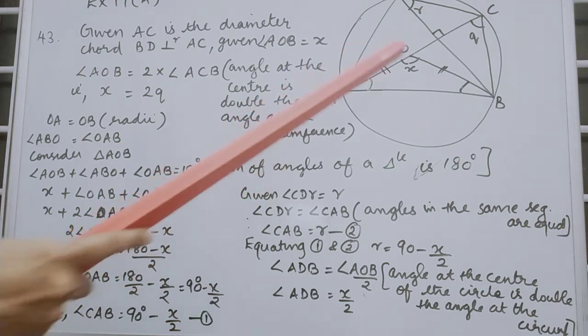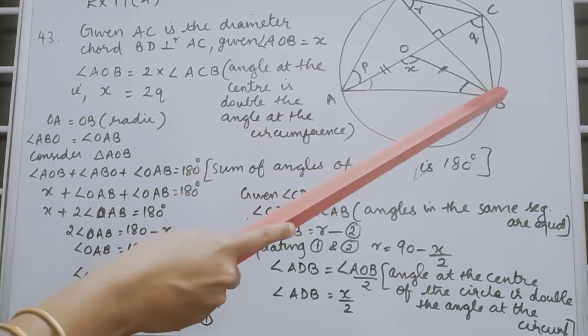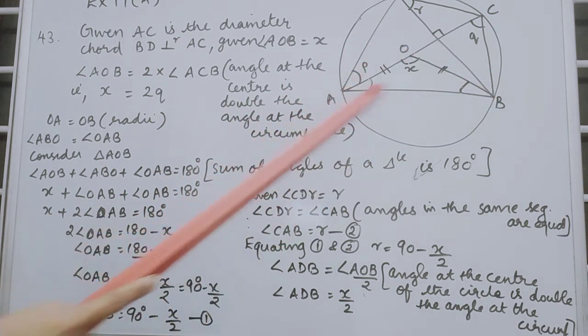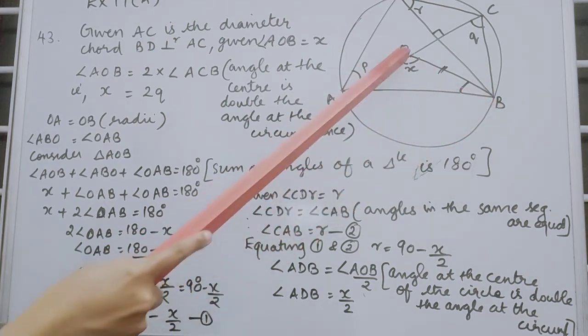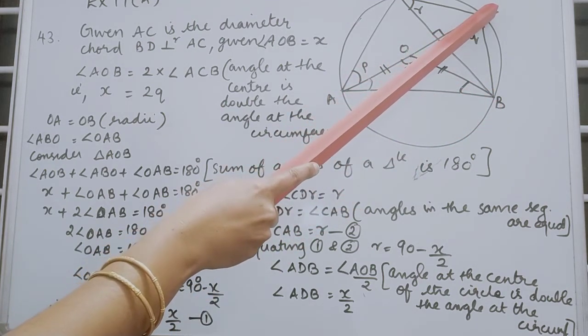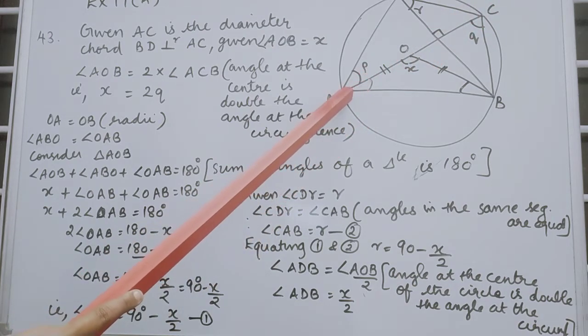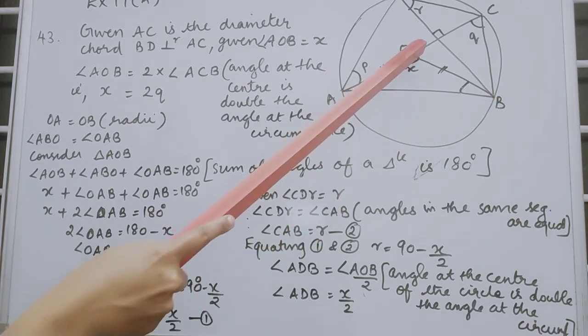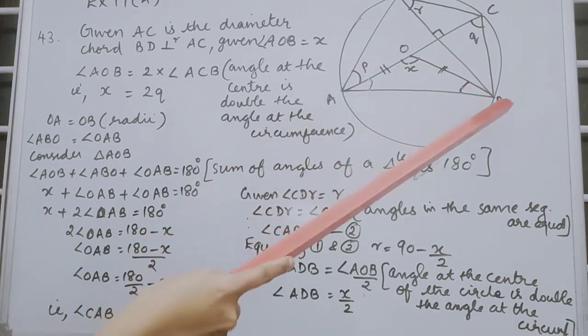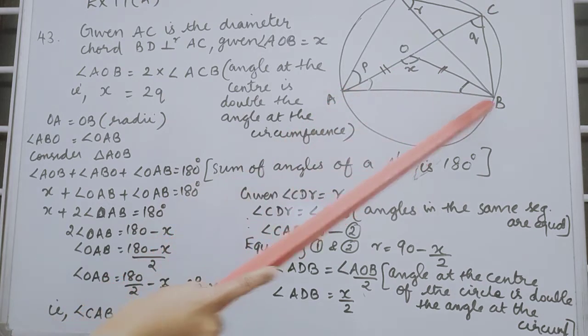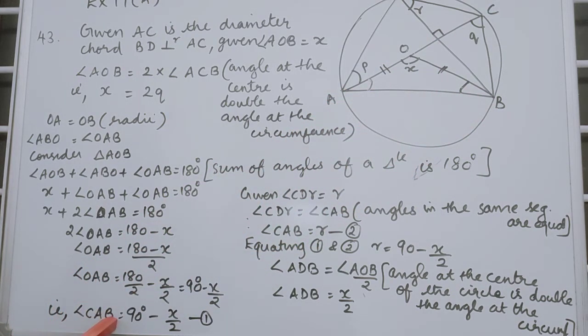Look at angle OAB. Instead of OAB we can write CAB, both are the same. So angle CAB is equal to OAB, what we got, 90 minus X by 2. So angle CAB also will be 90 minus X by 2. Let it be equation number 1.